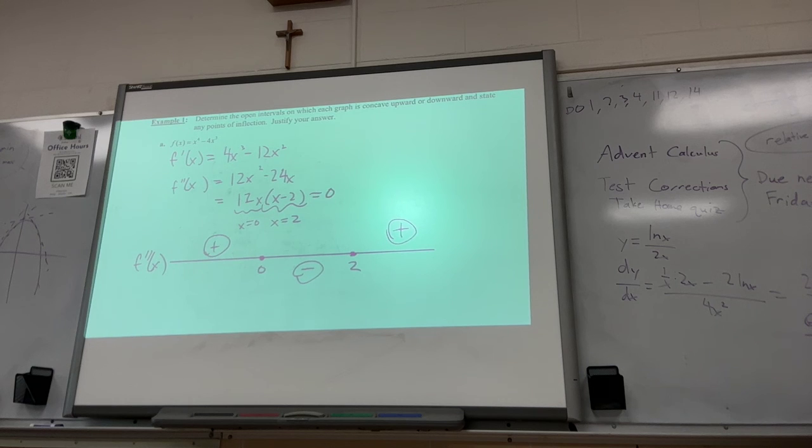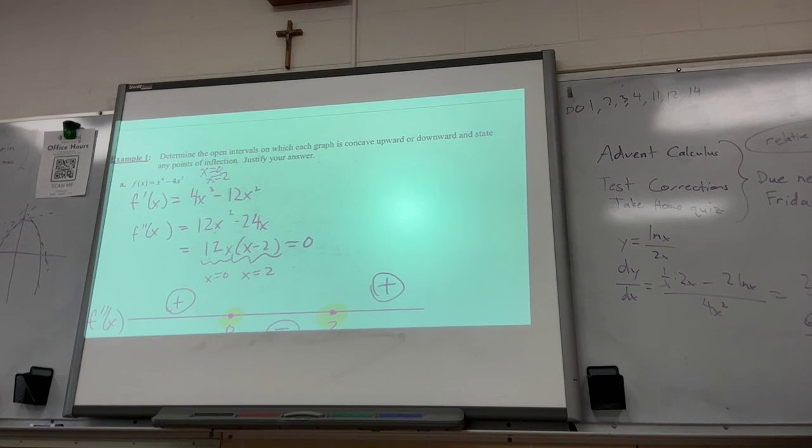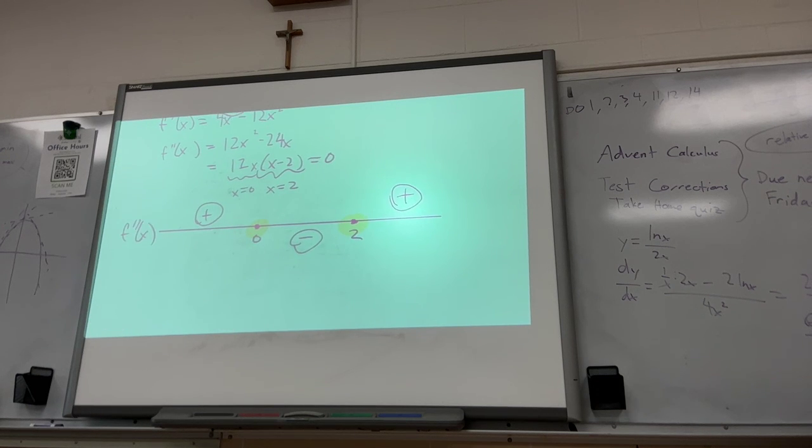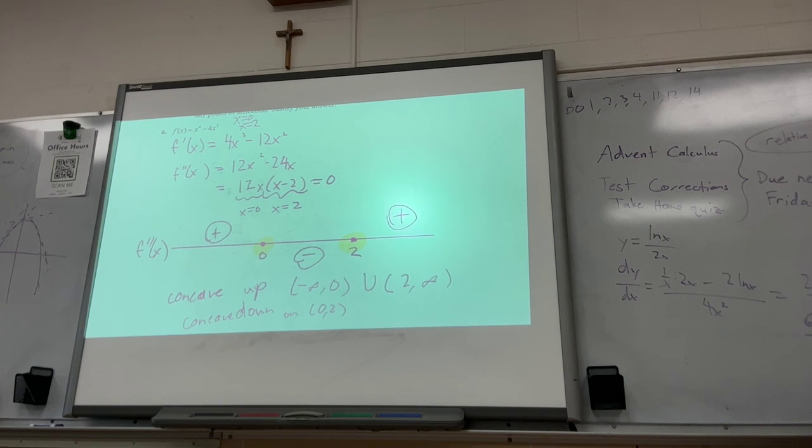So our points of inflection are going to be what? 0 and 2. Those are our points of inflection, we'll circle those. Then what are the intervals on which we're concave upward? Yep, we're concave up on negative infinity to 0 union 2 to positive infinity. We're concave down on 0 to 2. So that's the answer, right?